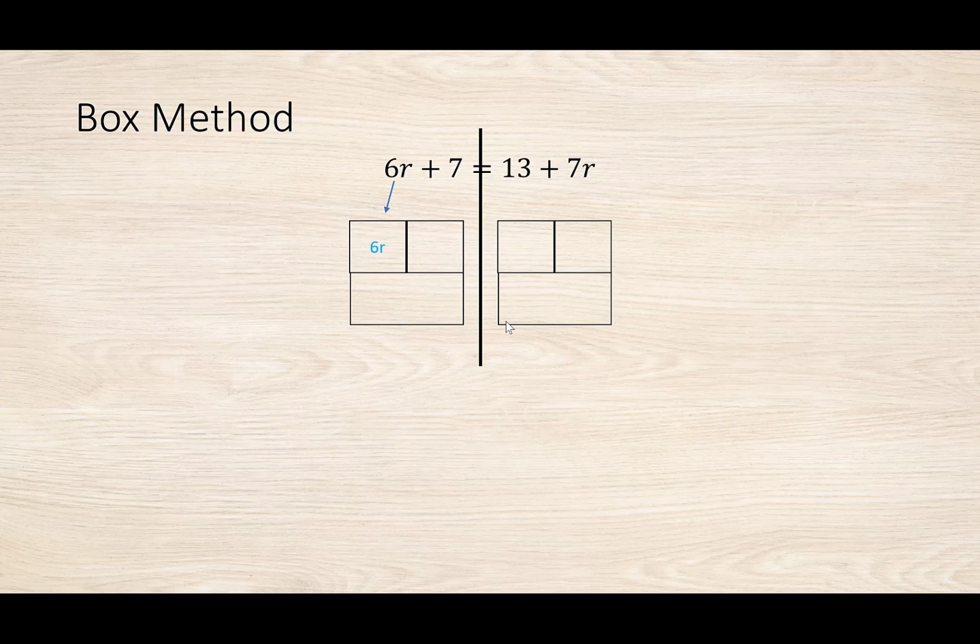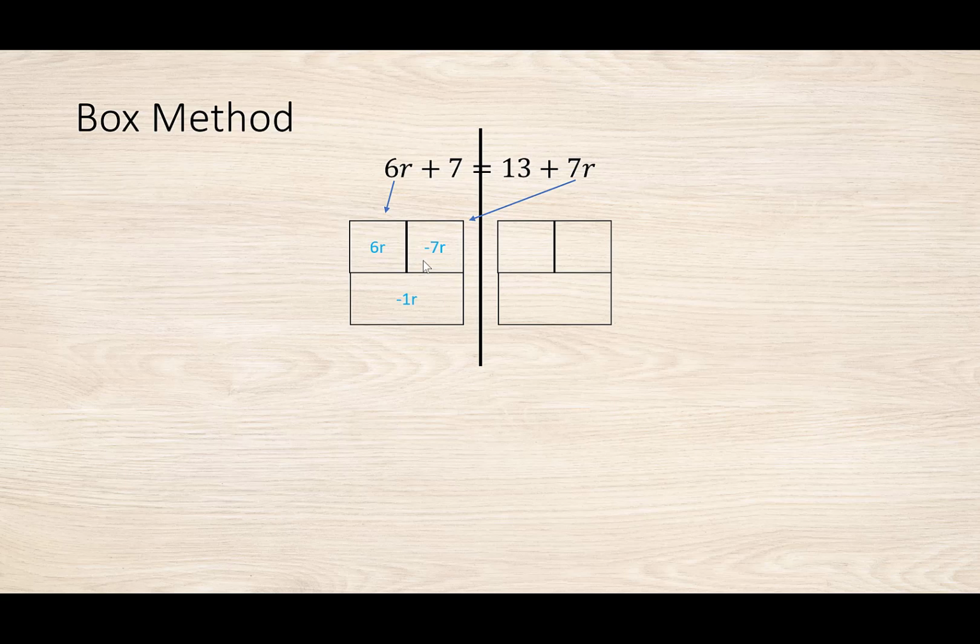So in that first box, I'm going to put my 6r in there because that's the box that I'm going to deem is where my variables are going to go. Now the other variable I have is that 7r, but you'll notice that when it moves to the other side of that line, separating my problem in half, it changes sign. It started off as a positive 7r, but when I put it in the box, it's now a negative 7r. We had to use inverse operations to get it to that other side. When I combine those, 6r and negative 7r, I end up with negative 1r.